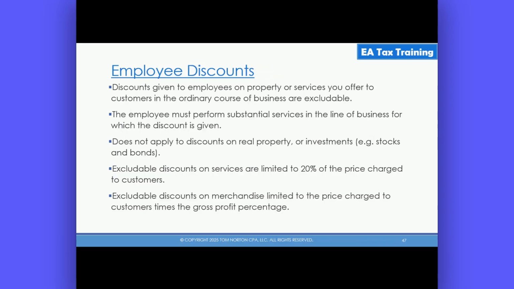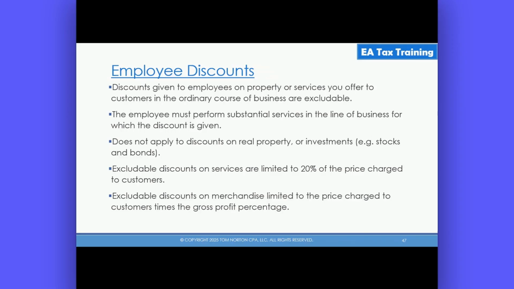Employee discounts. Discounts given to employees on property or services that you offer in the ordinary course of business are excludable. So this is something that you as a business, this is what you do, and you're going to give your employees a discount. In order to qualify, the employee must perform substantial services in the line of business for which the discount is given. It does not apply to discounts on real property or investments.